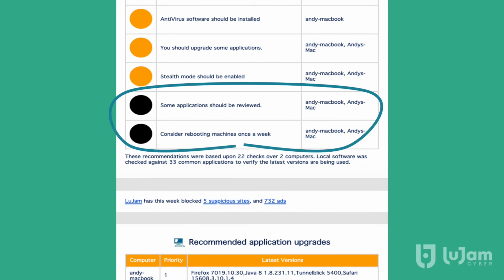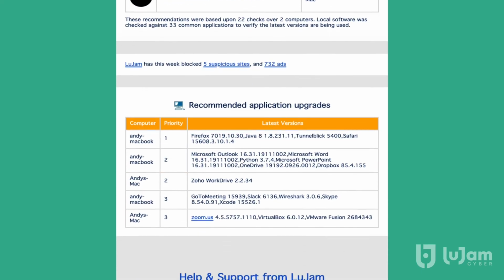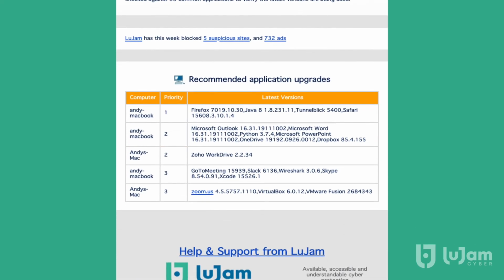It also highlights common applications that should be updated. Priority 1 is the most important. These are applications that are regularly used, such as browsers, and security-related applications, like a VPN.